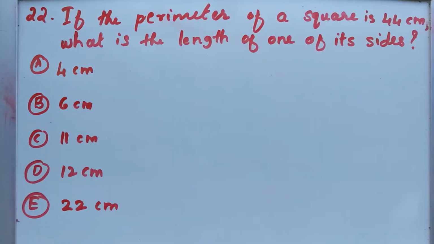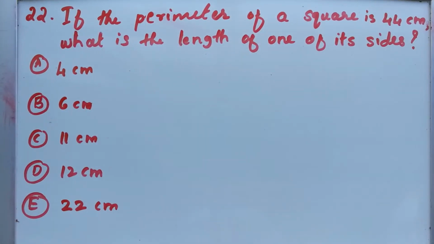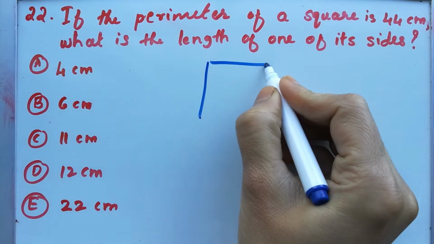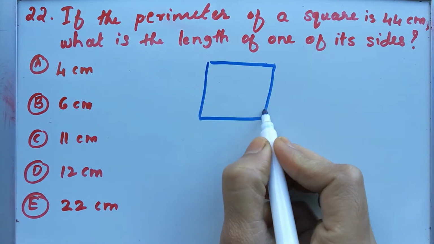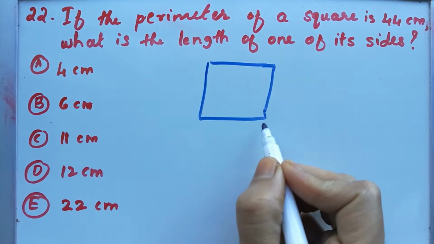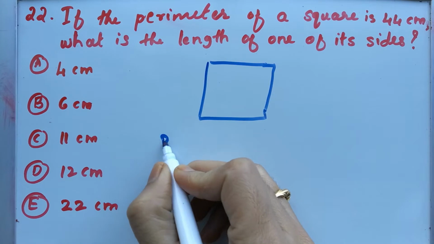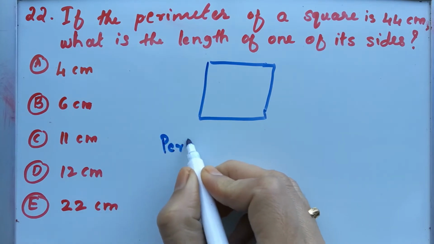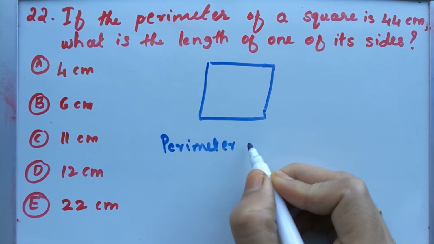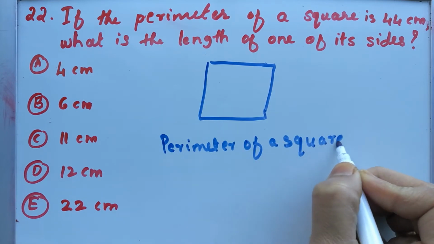Next question. If the perimeter of a square is 44 centimeter, what is the length of one of its sides? Here perimeter of a square is given. So this is a square. Perimeter of the square is given. What is the perimeter of a square? What's the formula for the perimeter of a square?